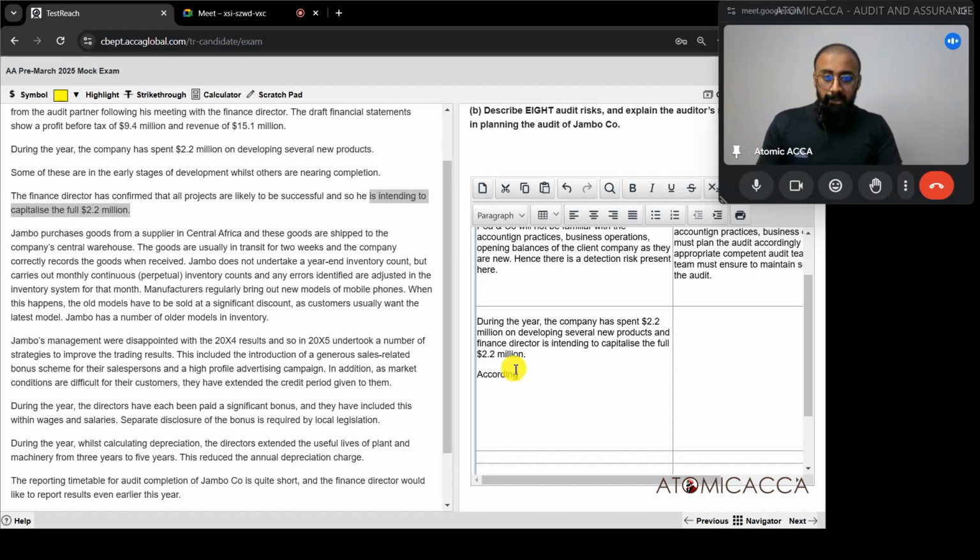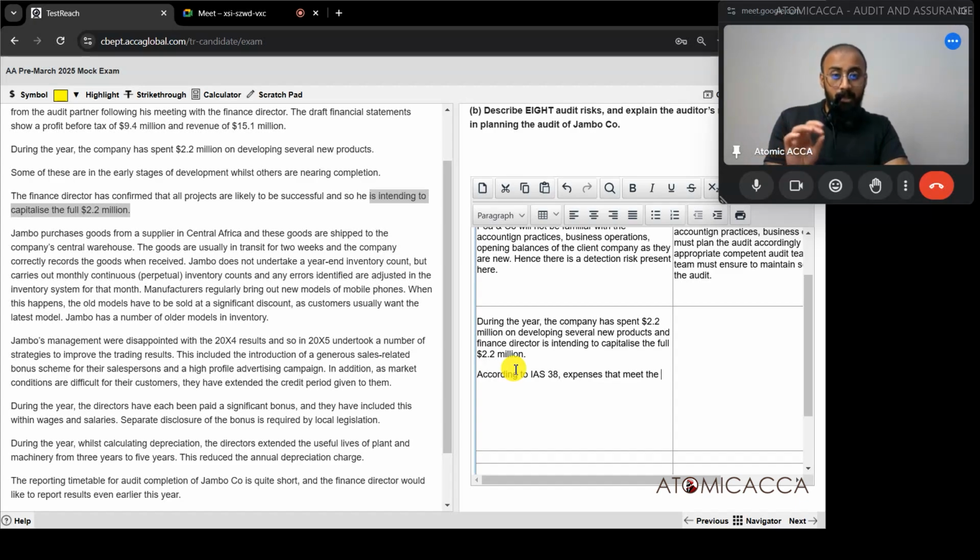According to IAS 38, expenses that meet the, okay, also be careful. If you don't know IAS 38, just say according to intangible accounting standard or according to IFRS. Don't write the wrong accounting standard.